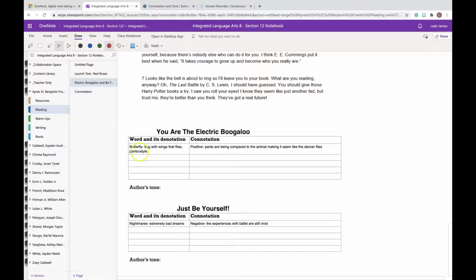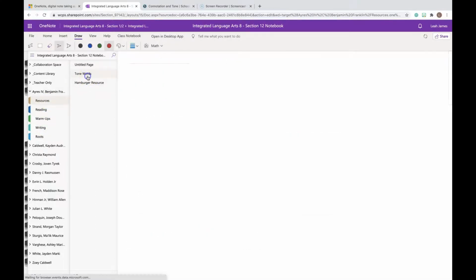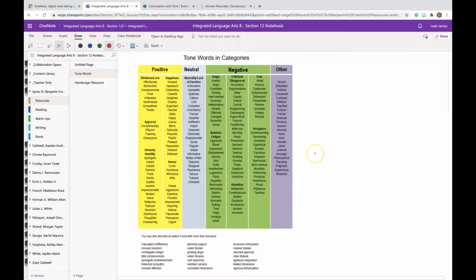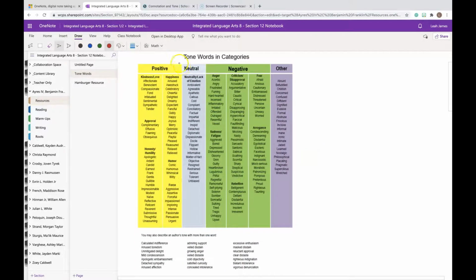So when you're working, you can either write in here or you can type. But if you are struggling with tone words, if you go in the resource section, you will find tone words, and there's tons. If you have a bunch of words in your chart that have positive connotations, you're probably going to be looking in this category right here for positive tone words. If you have kind of a mix, you might be more on the neutral side. And if you have more negative, there are some over here. There's also an other category. And remember, if you don't know what some of these words mean, you are more than welcome to Google them.